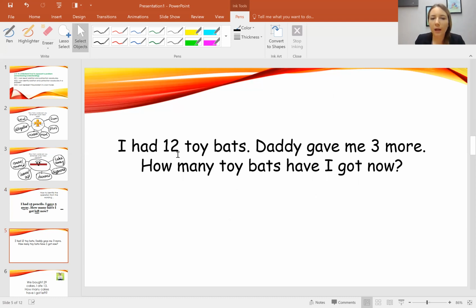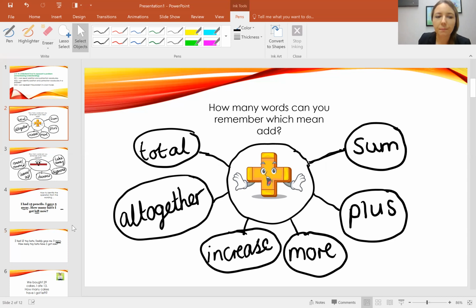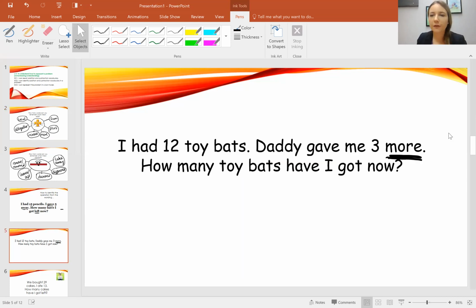Okay, let's have a look at another one. I had 12 toy bats. Daddy gave me 3 more. How many toy bats have I got now? Okay, so the word here is more. And remember, that was in our addition bubble map, the word more. The fact that he's given me more means that the amount that I had is getting bigger. So we know that that has got to be an addition question.